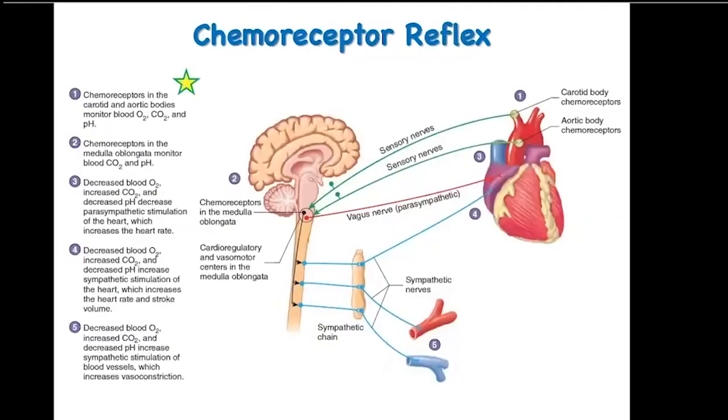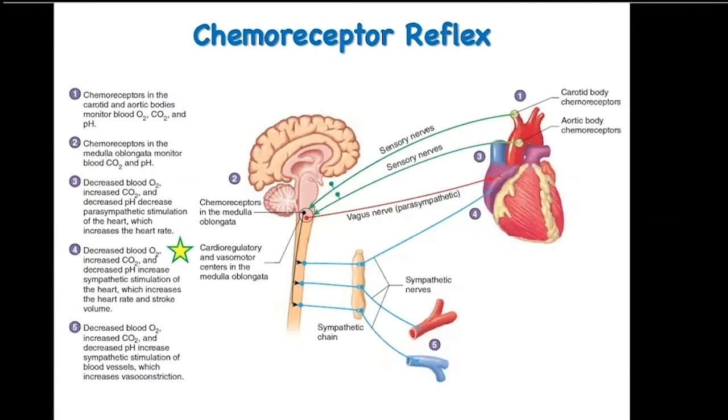Chemoreceptors located in the periphery in the aortic and carotid bodies monitor blood oxygen, carbon dioxide, and pH levels. The central chemoreceptors in the medulla will monitor pH based on the carbon dioxide levels. When you have a decrease in oxygen or an increase in carbon dioxide or a decrease in pH, this will decrease the parasympathetic input to the heart, the SA and the AV nodes, and increase the sympathetic input to the SA and the AV nodes, the myocardium, as well as the smooth muscles in the blood vessels.